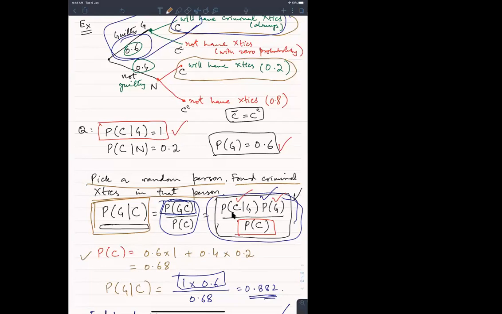Sir, how did we get the probability equal to 1 in the second last example that you did, if there were 3 events, E, F, and G?